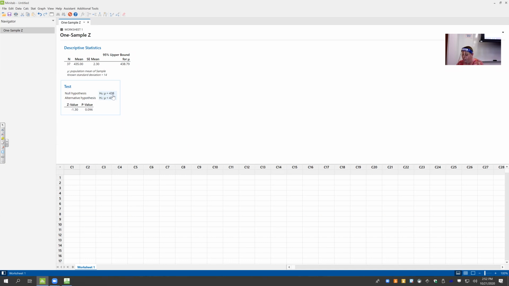So I'm going to write down those two numbers. I'm going to write down z equals negative 1.30 and p equals 0.096. So there is my test statistic and the corresponding p-value. I've written them down.